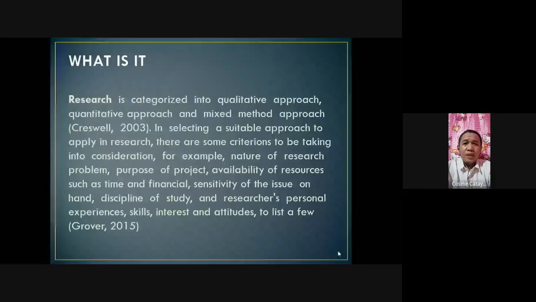For example, nature of research problem, purpose of project, availability of resources such as time and financial, sensitivity of the issue on hand, discipline of study, and researchers' personal experiences, skills, interests, and attitudes. To list a few, that is according to Gruber in 2015.